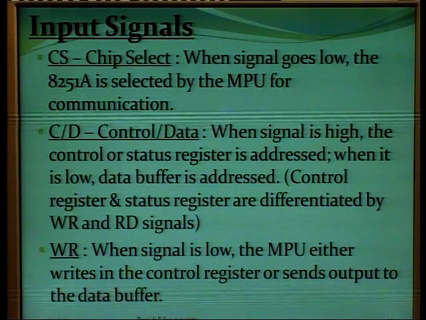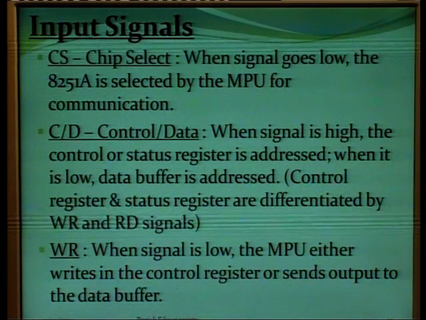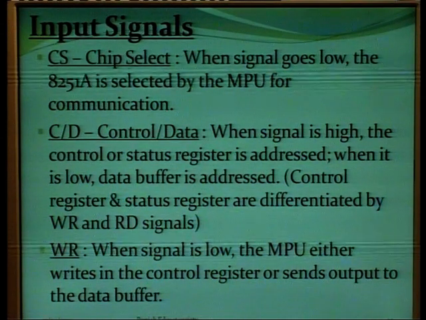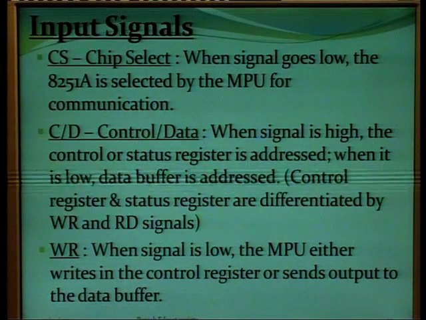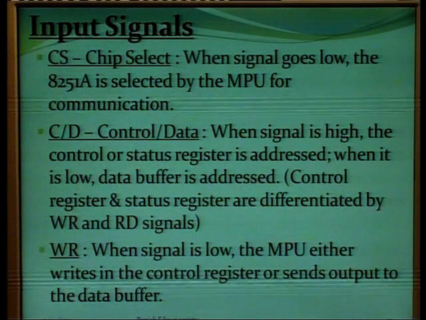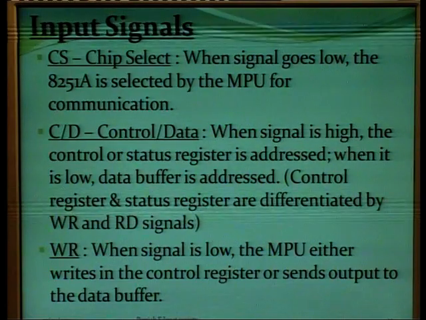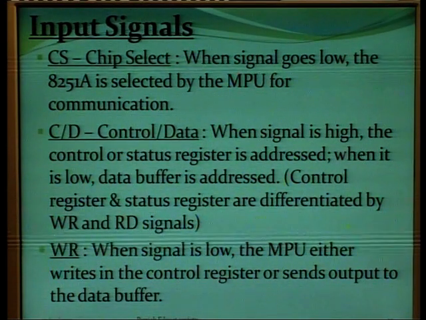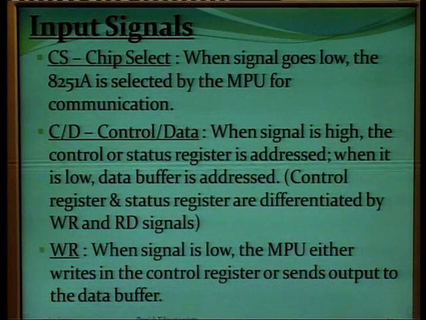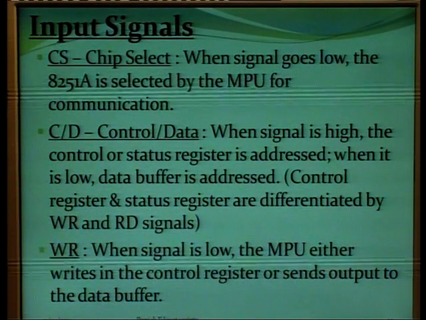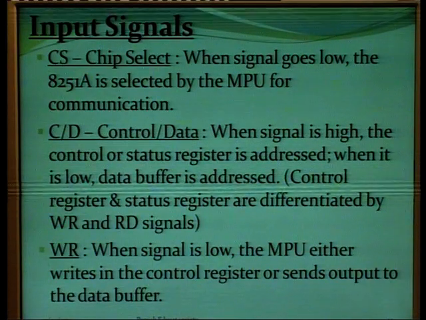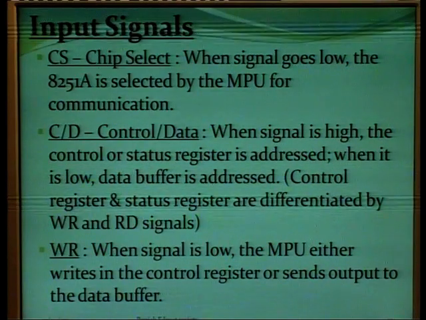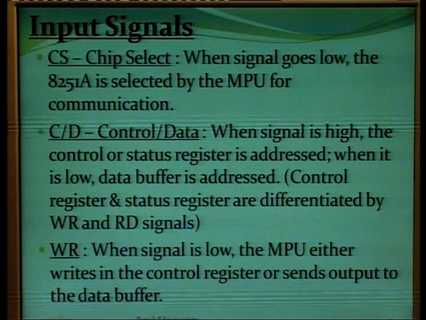Then C/D, C means control, D means data. This pin indicates whether the data buffer contains control word or data. When this signal is high, the control or status register is addressed. When it is low, the data buffer is addressed. So, it indicates whether the control or status register is addressed or the data buffer is addressed.